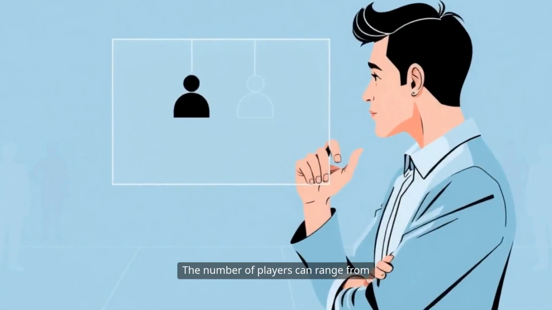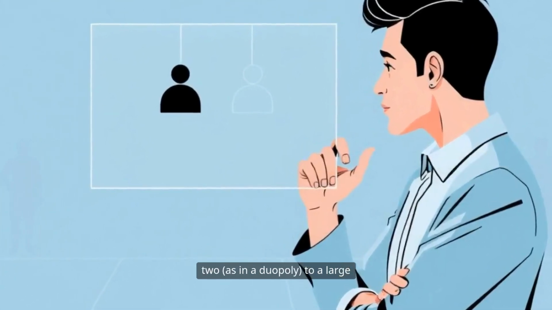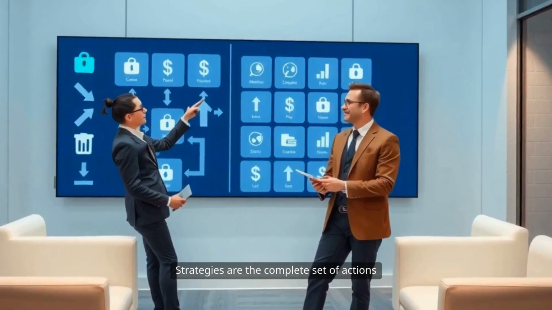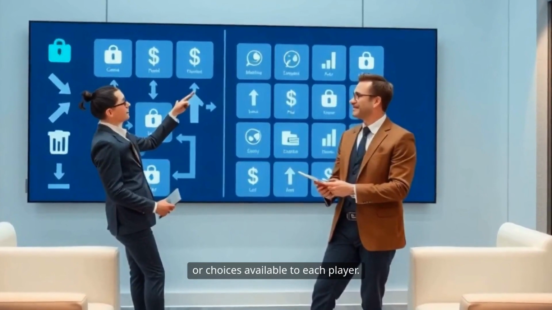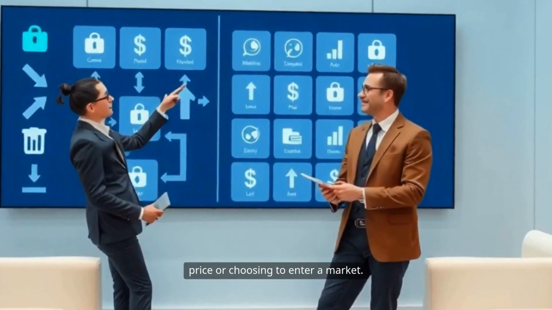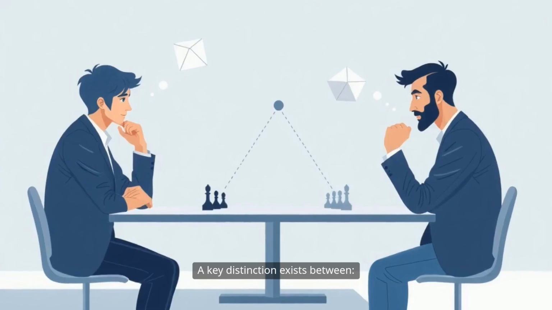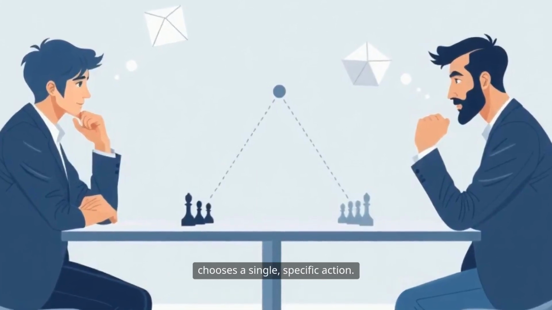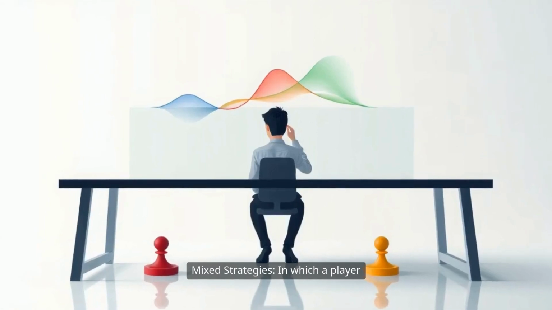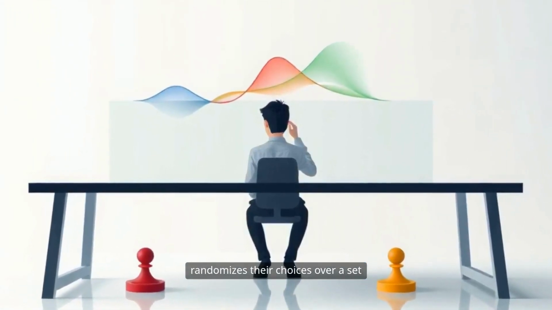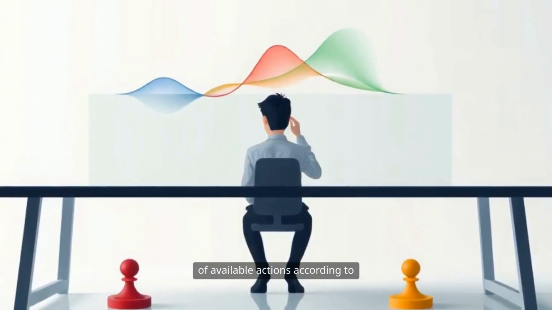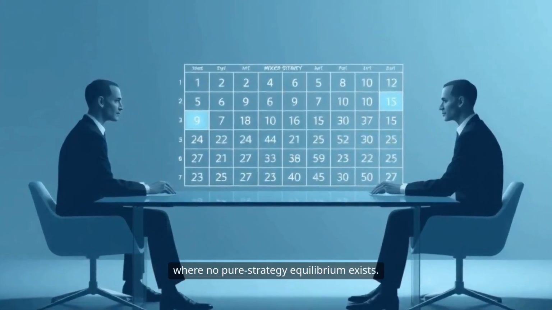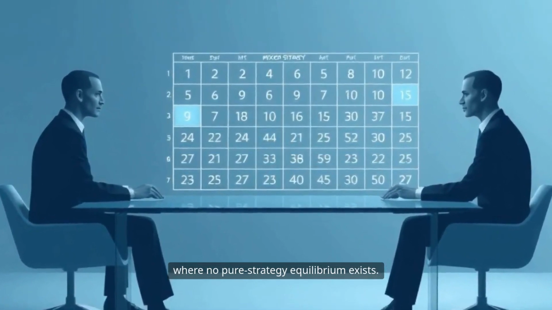The number of players can range from 2, as in a duopoly, to a large number, as in perfect competition. Strategies are the complete set of actions or choices available to each player. They can be as simple as setting a price or choosing to enter a market. A key distinction exists between pure strategies, in which a player always chooses a single specific action, and mixed strategies, in which a player randomizes their choices over a set of available actions according to a specific probability distribution. This type of strategy becomes crucial in games where no pure strategy equilibrium exists.